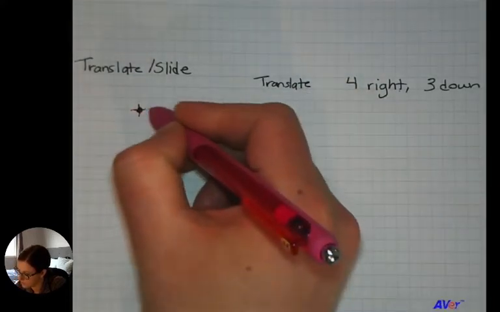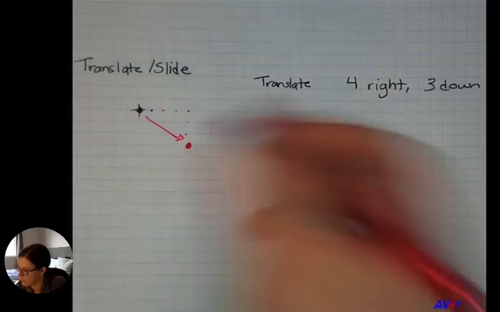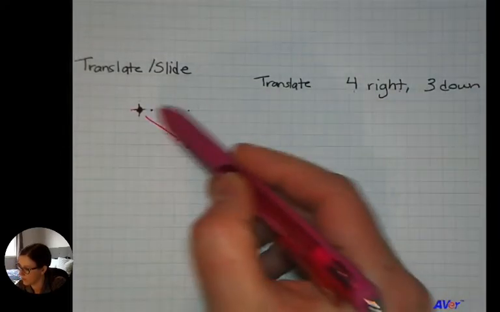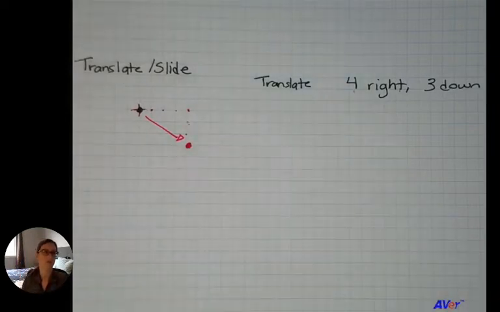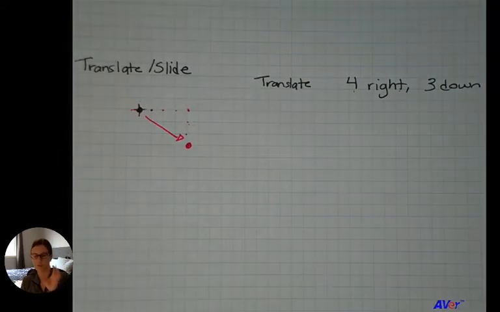So we've translated our dot from this space down to this space by going 4 to the right, 1, 2, 3, 4, and 3 down, 1, 2, 3. Moving what we call a one-to-one ratio, where we just move one spot with a very clear location down to another one, is the first step. But it gets a little bit more complicated than that.